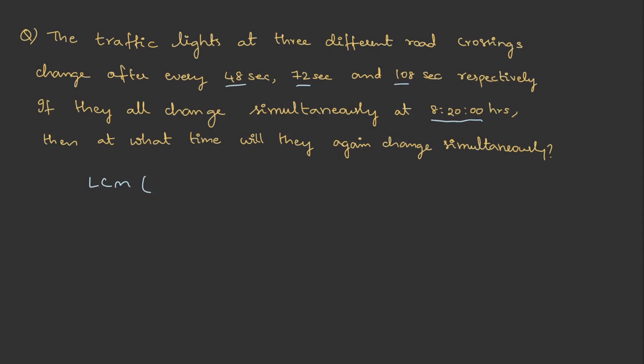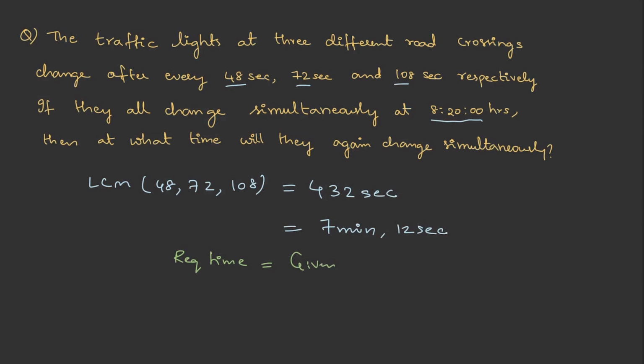So the LCM of 48, 72 and 108. When we take the LCM, this is 432 seconds. This is 7 minutes 12 seconds. So the required time is the given time plus the LCM, that is 8 hours 20 minutes plus 7 minutes 12 seconds, which is 8 hours 27 minutes 12 seconds. This is the answer, and this is the time after which all the traffic lights change again simultaneously. And this is the end for LCM and HCF.